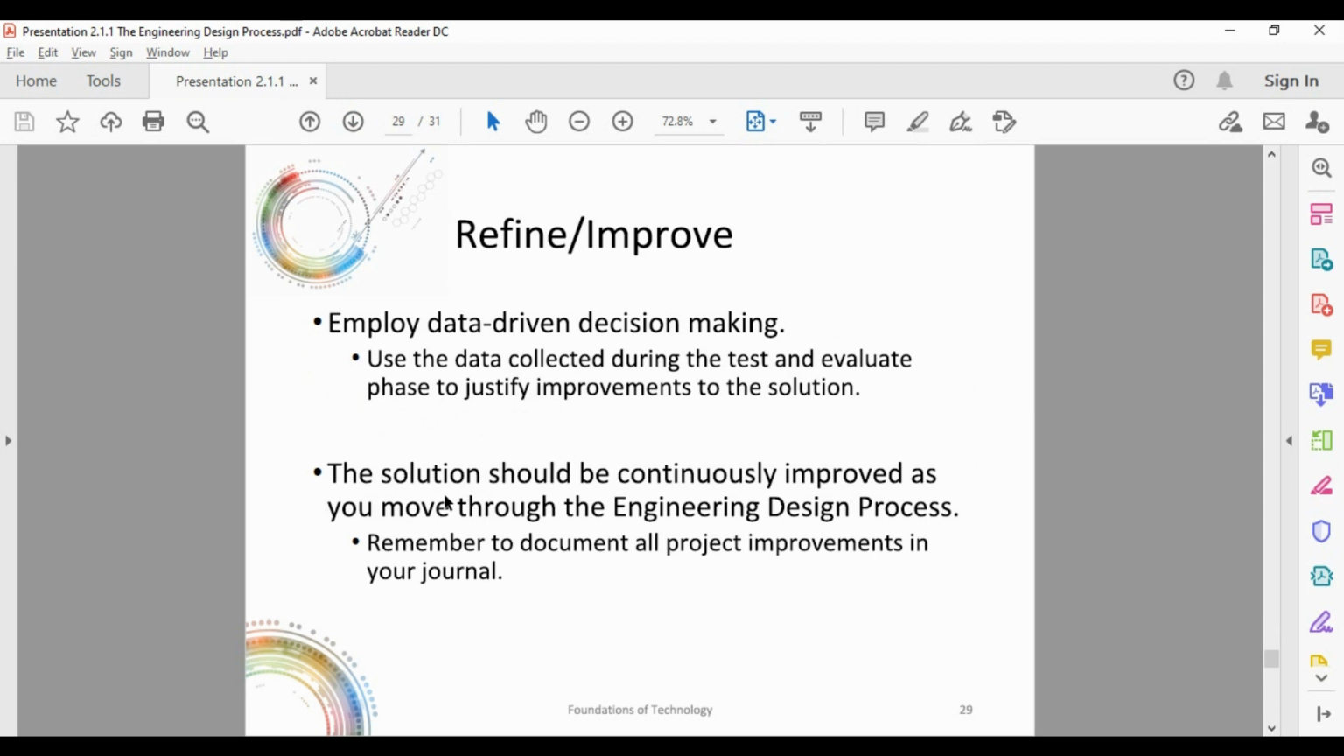Refine and improve. Employ data-driven decision making. Data-driven is a very hot buzzword right now. Look at what your results are telling you and use it to decide what to do next. Use the data collected during the test and evaluate phase to justify improvements to the solution. Sometimes there may be no improvements, but that is going to be very, very rare.